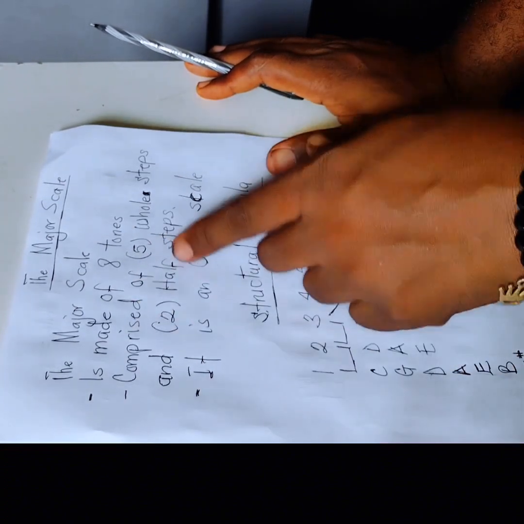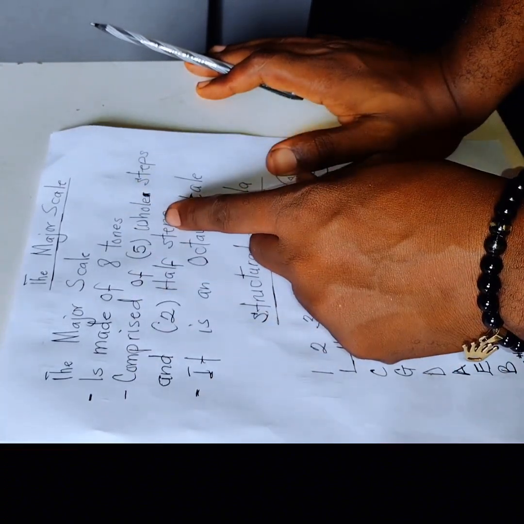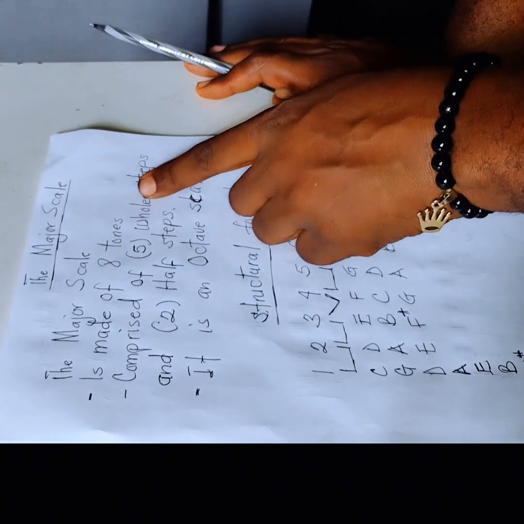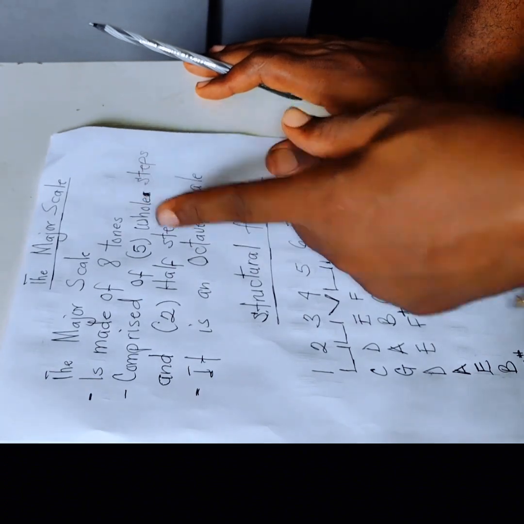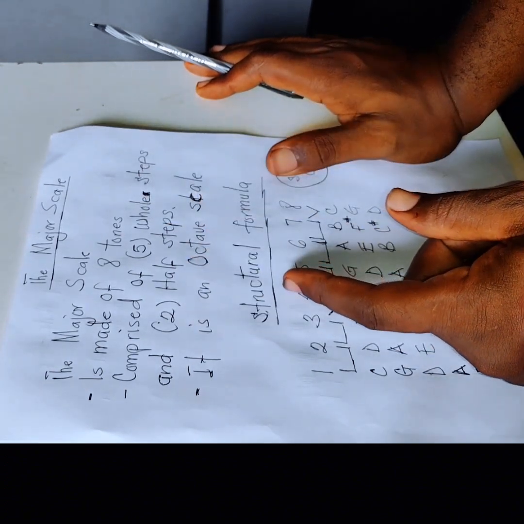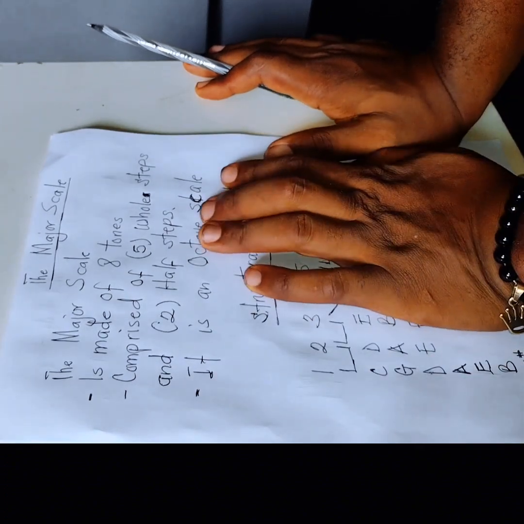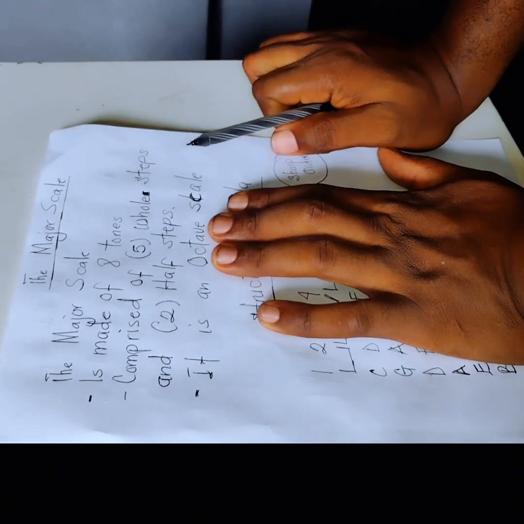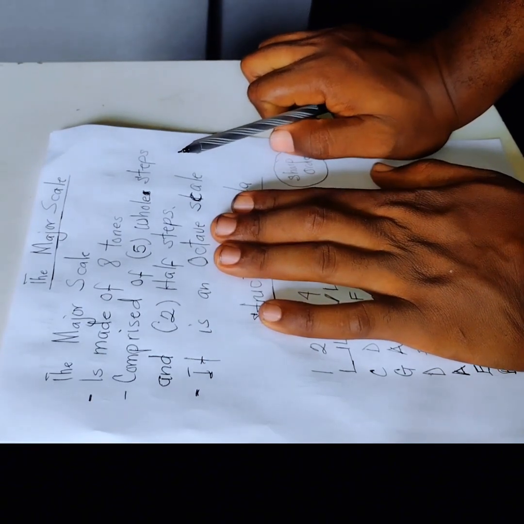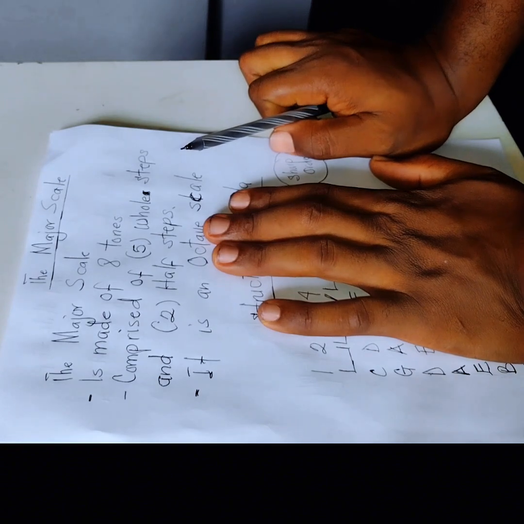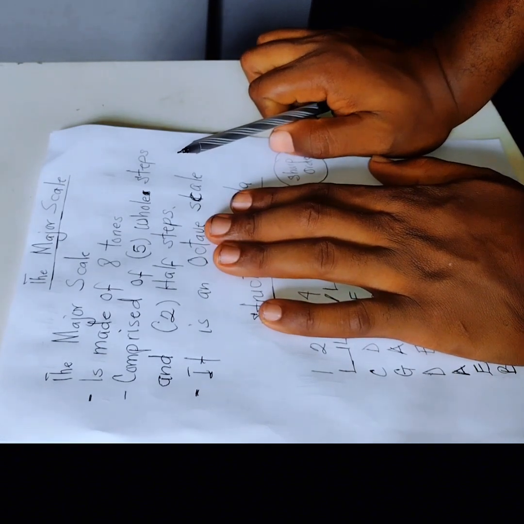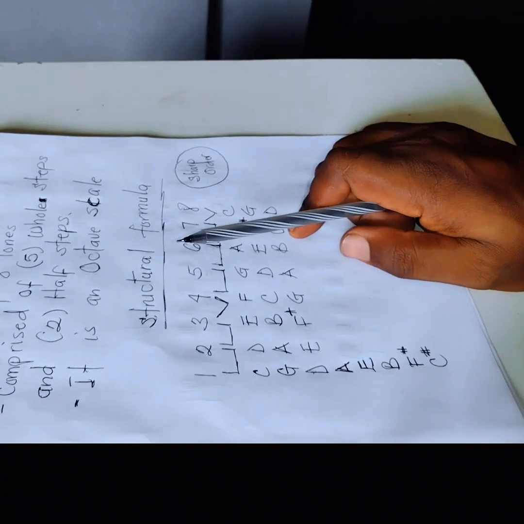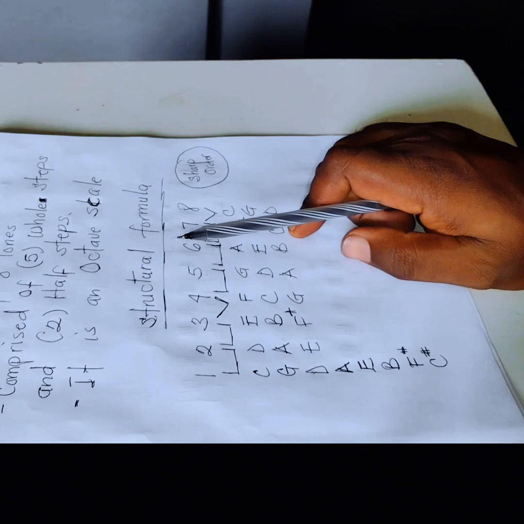So in this case, the major scale is an 8-tone scale. It's made of 8 tones, comprised of 5 whole steps and 2 half steps, and it is an octave scale. Now, octave means 8 tones. So this definition points to the 8-tone structure, and it also points to the octave concept discussed earlier: it starts on C and ends on C. Whatever key it starts on, it ends on that key. So this is the structural formula for the major scale.